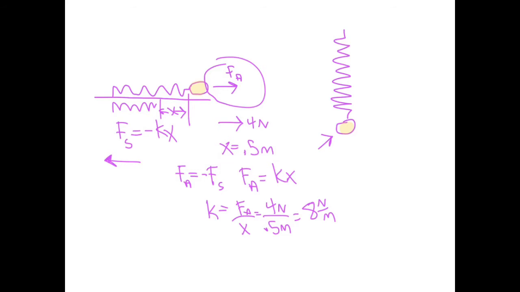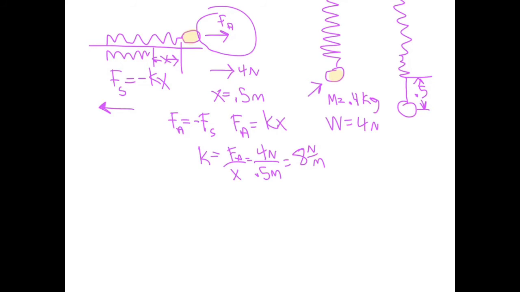If we take the same spring and look at it as a vertical spring and we pull it down, we could just use the weight of the mass to pull it down. And the weight of the mass, if it was 0.4 kilograms, would just be 4 newtons. And if we had the same spring with the same spring constant, and we're pulling with the same applied force, we would expect to have the same distance pulled from the equilibrium, or 0.5 meters.